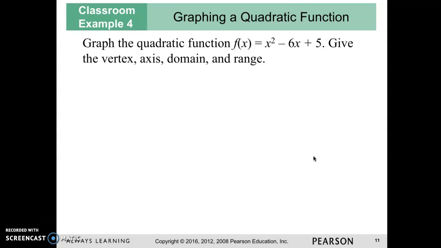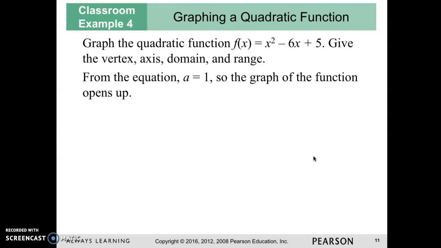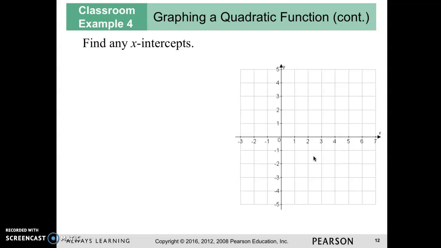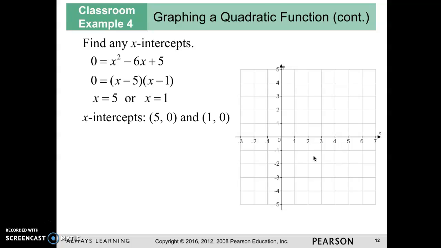Graph this quadratic function, and give the vertex, axis, domain, and range. First of all, from the equation you can see that a equals 1, so it's positive, so the graph is going to open up. You're going to find the vertex, so use the vertex formula. The vertex is going to be (3, -4), so you already know where the lowest point is. Then look at the x-intercepts, where f of x is equal to 0, so y is equal to 0. You solve for that, so x could be equal to 5 or 1.